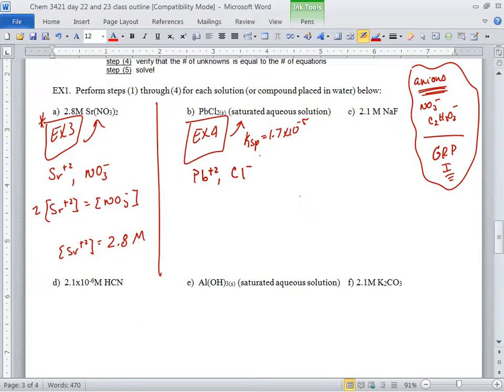If HCl was a weak acid, you'd have a whole bunch more to write. You'd have the weak acid, you'd have H plus, you'd have OH minus, but it's not, so we're done. So then you can write your KSP expression.